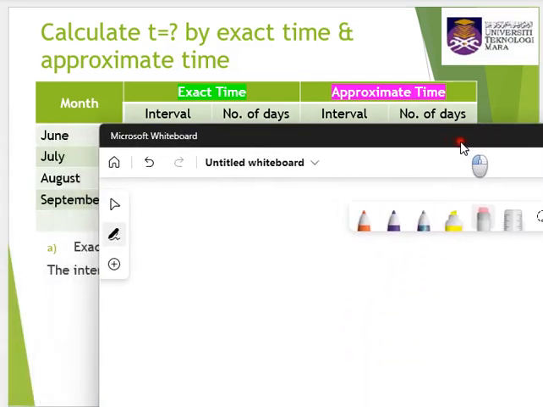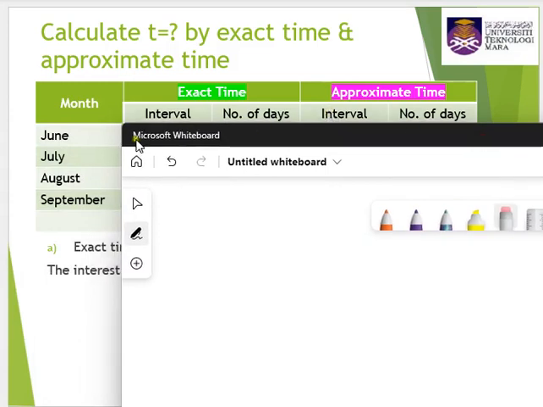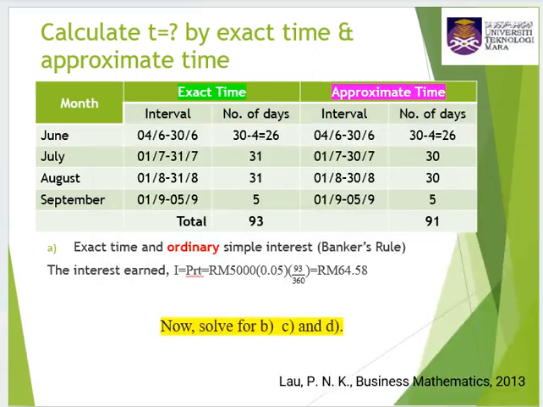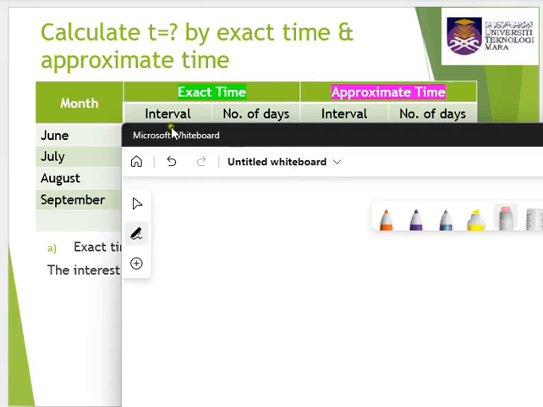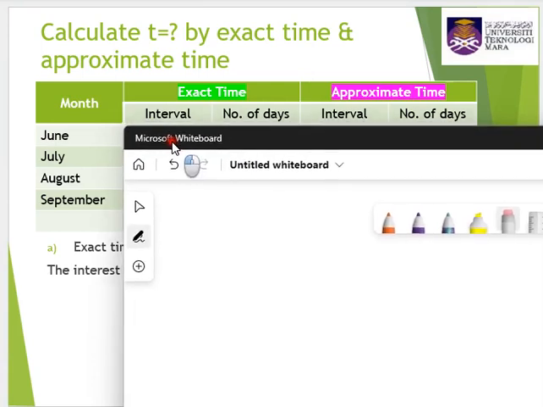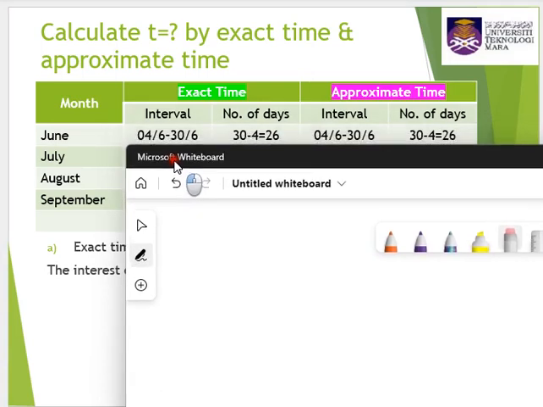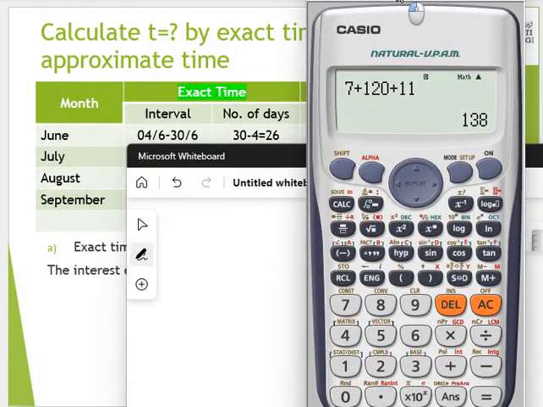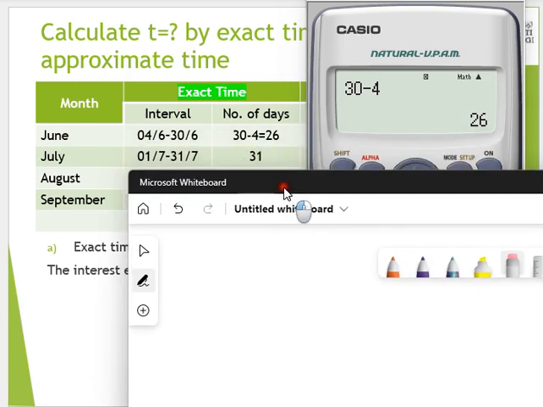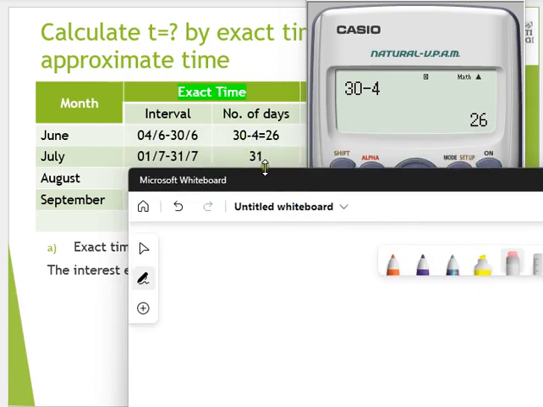So for the exact time, again, find out the intervals first for each of the month. Because the question already tells you start on 4 June until 5th September. So you calculate the respective days first. So June starts on 4th. So for exact time, you have 30 minus 4, because it starts from 4th June. So you have 26.